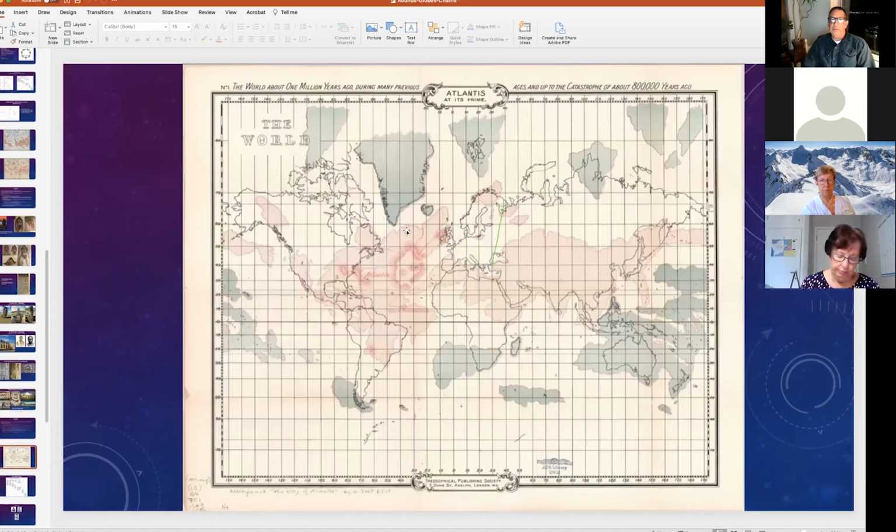So these maps, also given by the teachers in this Eliot book on Atlantis, show Atlantis in its prime up to about 800,000 years ago. And 800,000 years ago, because of the black magic of the Turanians, the Lord of the World destroyed it. And there was a pole shift.